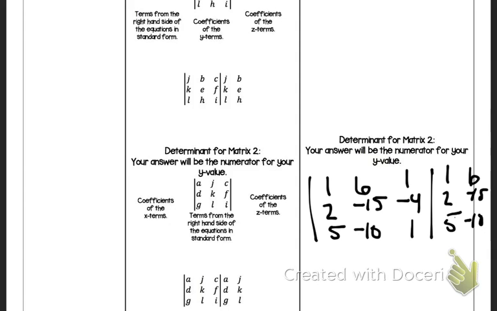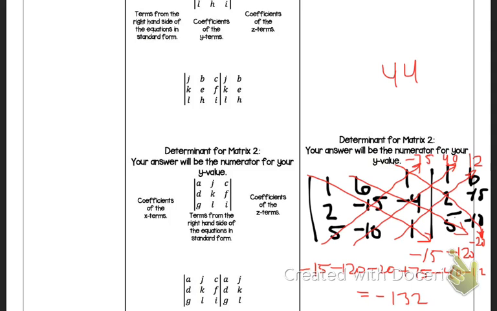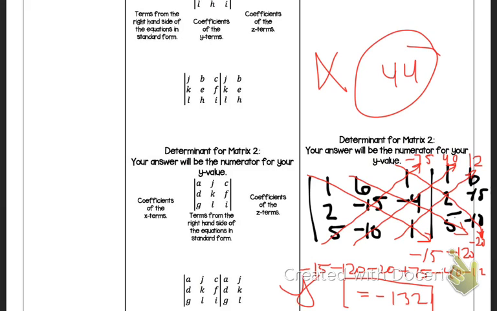Okay, pause this in 3, 2, 1, pause. Okay, so doing the diagonal method, multiplying diagonally down and up, I got negative 15, negative 120, and negative 20. Those are all being added together. And then going up, I'm subtracting negative 75, so plus 75, subtract 40, and subtract 12. And I ended up with negative 132. So that's going to be our y. We're going to use that for y, so remember that one. So we have 44 for x, negative 132 for y. And now we're going to go to the other page.